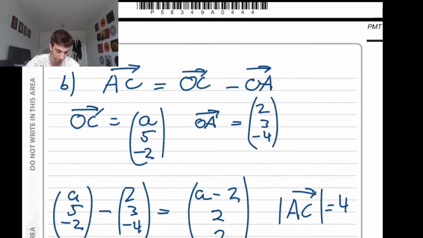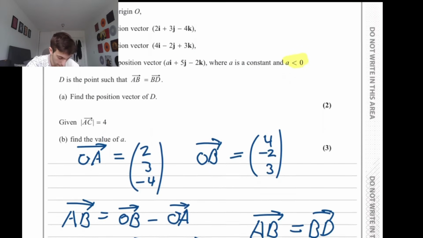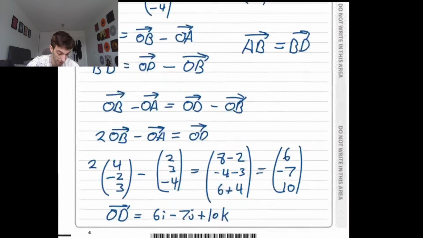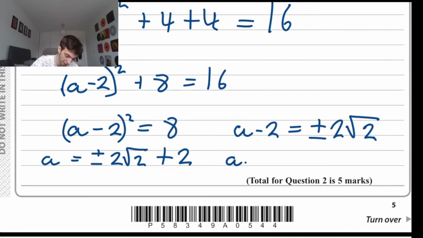But then what do we care about? That key bit of information that they gave us before. They told us that a must be less than 0. Highlighting it once again, a must be less than 0. Because a must be less than 0, we're going to have to take the negative 2 root 2. So we're going to have a equals 2 minus 2 root 2. You can plug this into the calculator to check. We obviously wouldn't be able to take the positive 2 root 2, as that would give us a positive number for a.